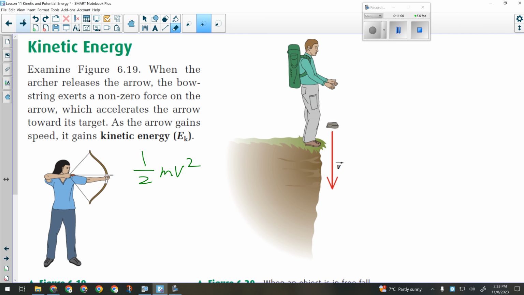Obviously mass has a linear effect. So more mass means more energy, but only linearly. If I double the mass, I have double the energy. So it's important for us to recognize that.